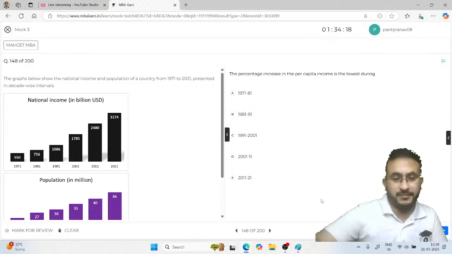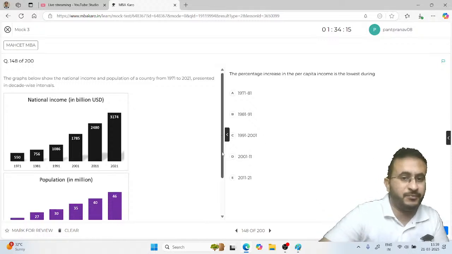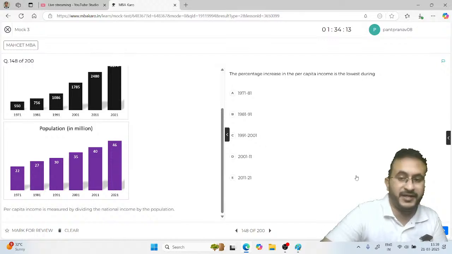Lowest per capita income is the lowest. Now per capita income will be the most difficult one because आपको population से divide करना है, तो skip this question.